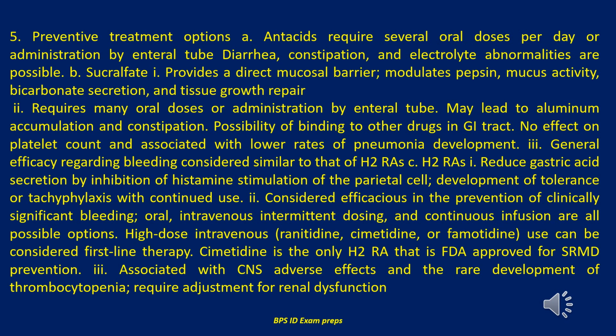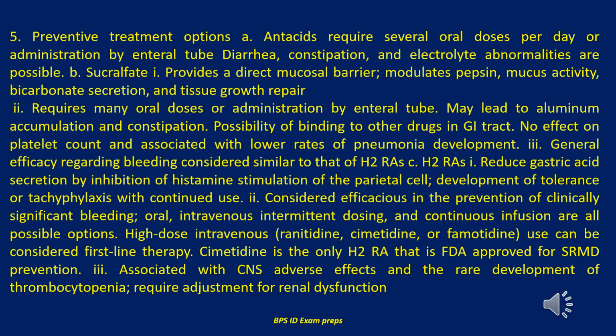B. Sucralfate. 1. It provides a direct mucosal barrier. It modulates pepsin, mucus activity, bicarbonate secretion, and tissue growth repair. 2. It requires many oral doses or administration by enteral tube. It may lead to aluminum accumulation and constipation. There is a possibility of binding to other drugs in the GI tract. It has no effect on platelet count and is associated with lower rates of pneumonia development. 3. The general efficacy regarding bleeding is considered similar to that of H2RAs.